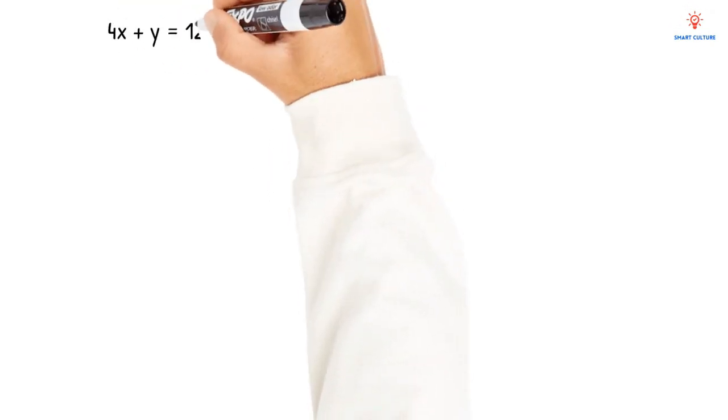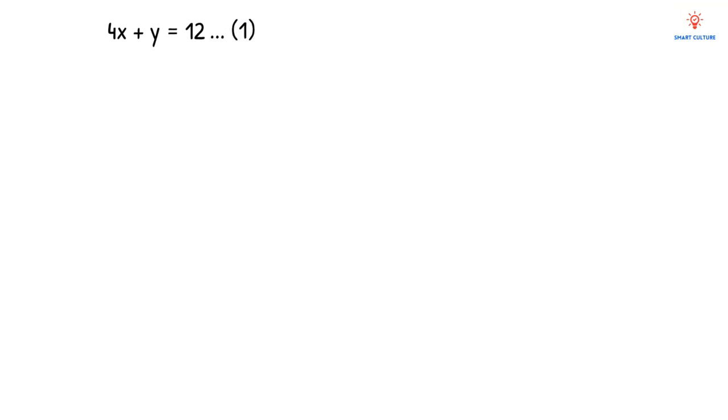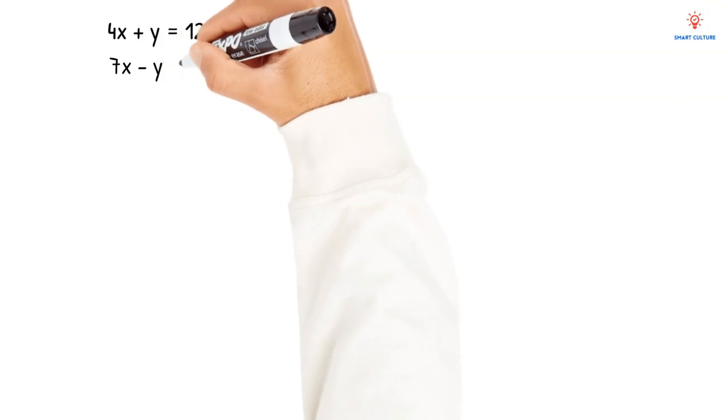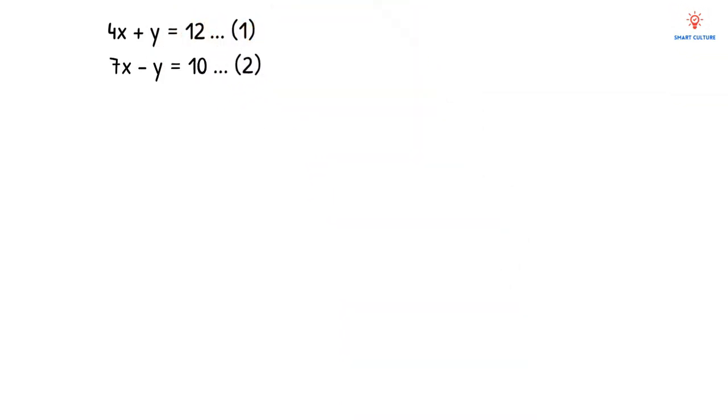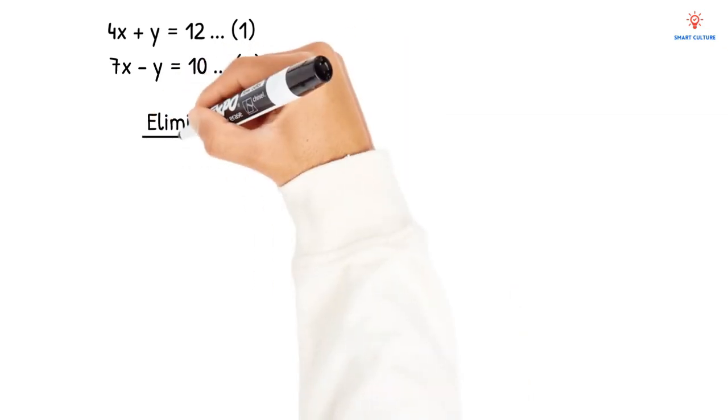So here we have two equations, 4x plus y is equal to 12. This is the first equation. And then we have the second equation, 7x minus y is equal to 10. So first we'll use the method of elimination to solve for x and y.